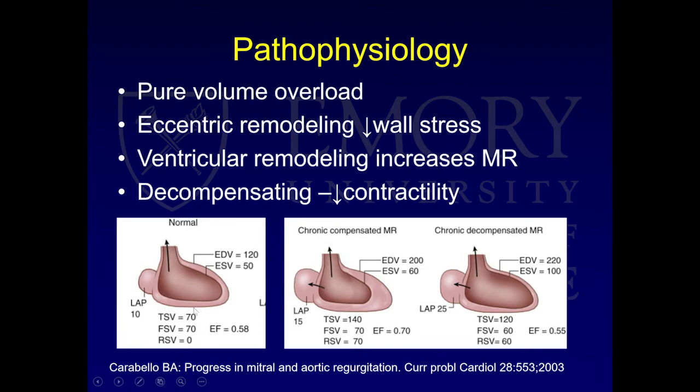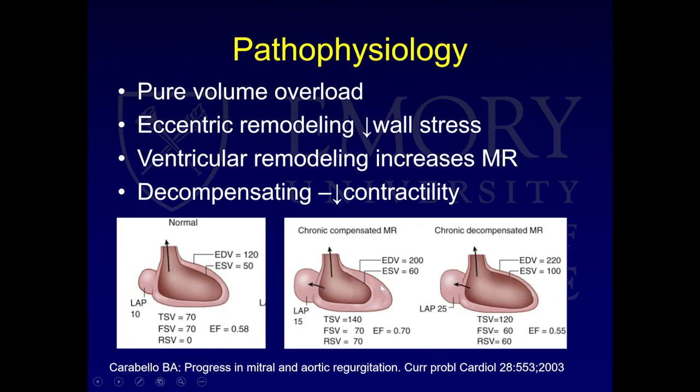So what happens when we develop a regurgitant lesion? Here you can see we now have forward stroke volume and regurgitant stroke volume in equal amounts. And to compensate for the increased volume, the ventricle has to dilate to decrease the wall stress.